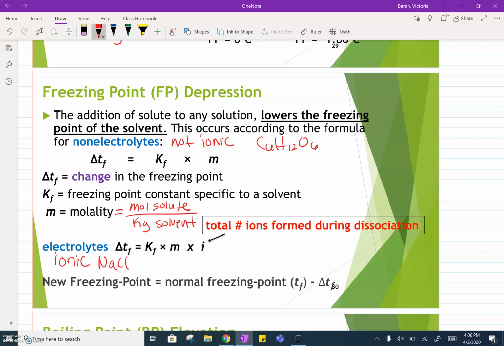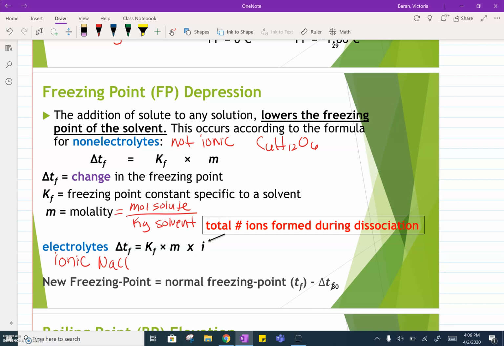And when you have a problem where you're dealing with an electrolyte, you just have to take one more step to find i, which is the total number of ions that form during dissociation. And I'll go over that in the example problem.